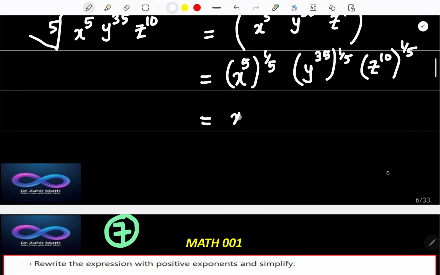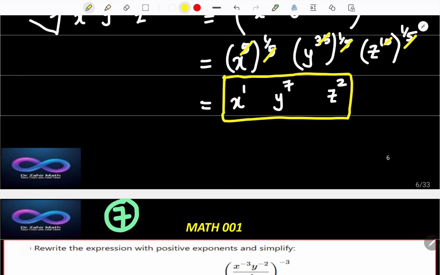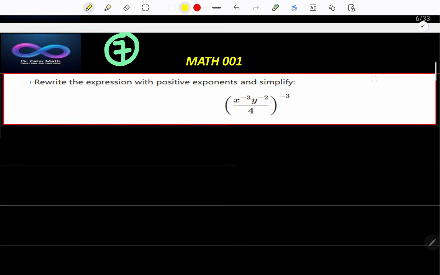So this equals x to the power of 5, 5 cancel, so 1. Y to the power of 35 cancel with 5, you will get 7. And z to the power of 10 cancel with this 5, you will get what? 2. Let me cancel 5, 5, 35, 5, 10, 5, you are getting cancelled. Okay, right. So this is going to become your answer. Do I need to put x to the power of 1, teacher? Not necessary. Okay, right.